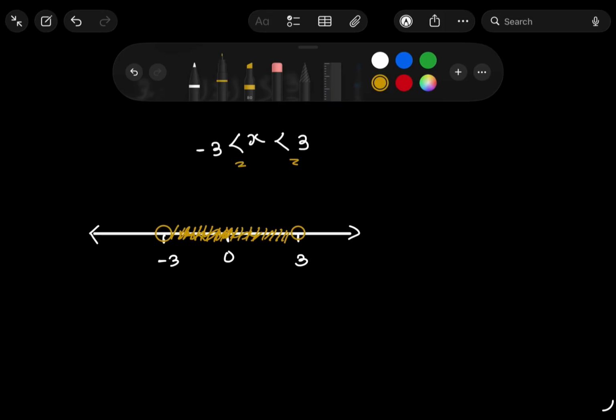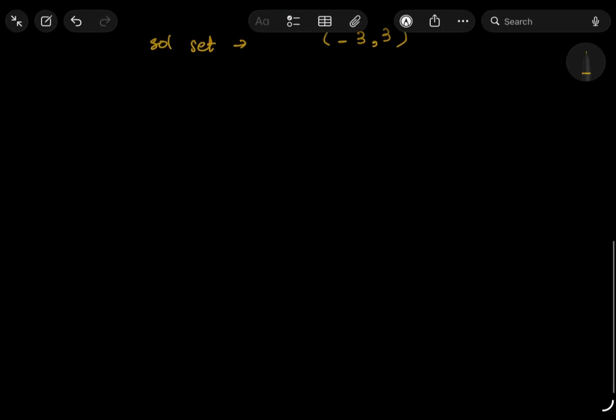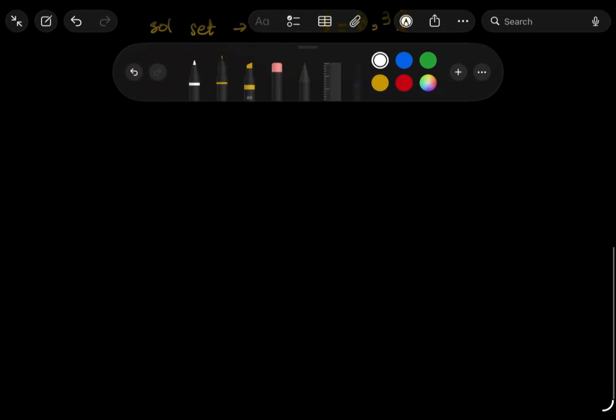As there is no equal sign here, we have to leave the circle open. Okay, and for the solution set, the answer lies between negative 3 and positive 3, and there is no equal sign here, so there will be round brackets.